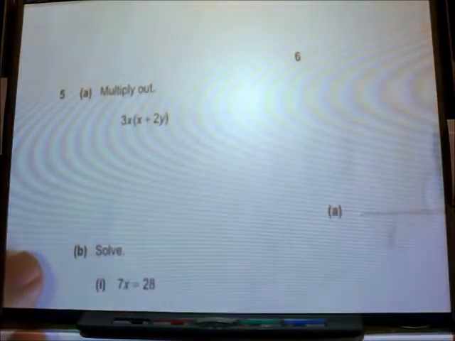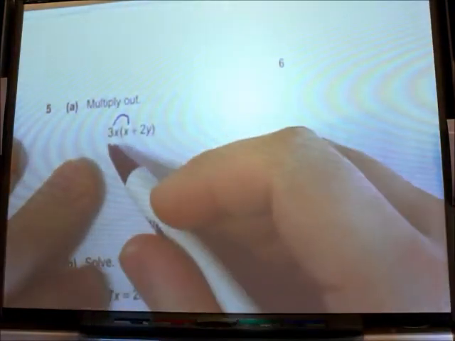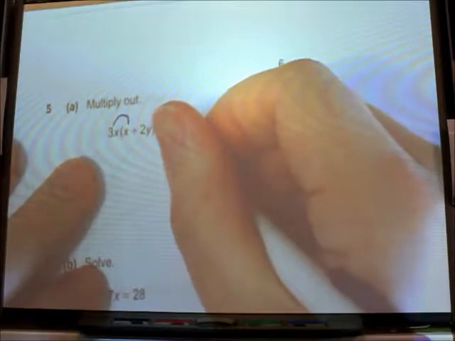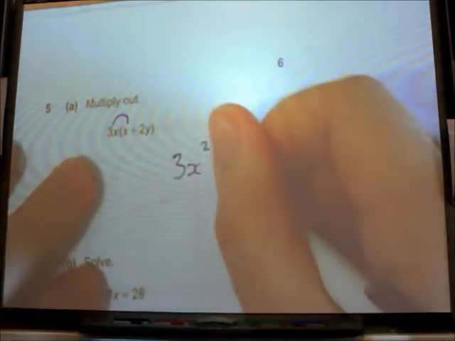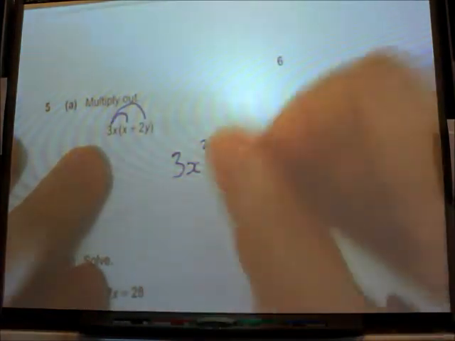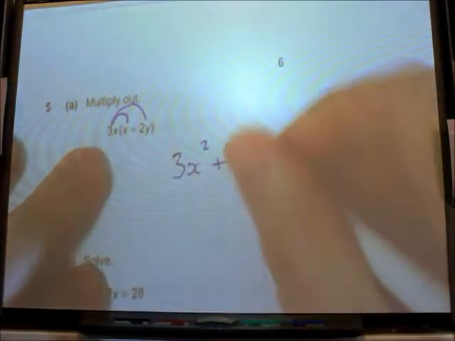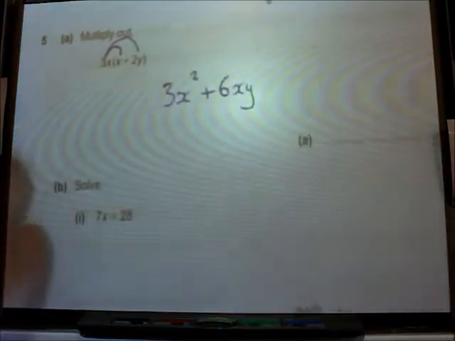Moving on, question number 5. A little bit of work with brackets. Let me zoom in so you can see exactly what I'm doing. Multiply out. When I multiply out, you do 3x times x. Well, it'd be 3, and x times x is x squared. So it's 3x squared. There's an add there, so we put the add in. And 3x times 2y. Well, 3 times 2 is 6. x times y is xy. So surprisingly, you get 2 marks for that question. I thought it would just be 1. So 2 marks for that, fairly straightforward.